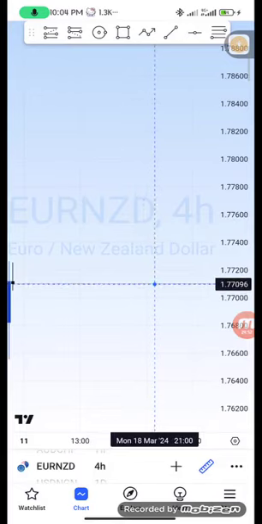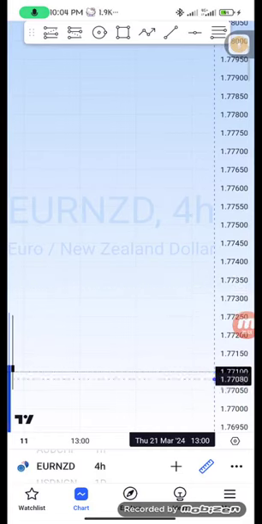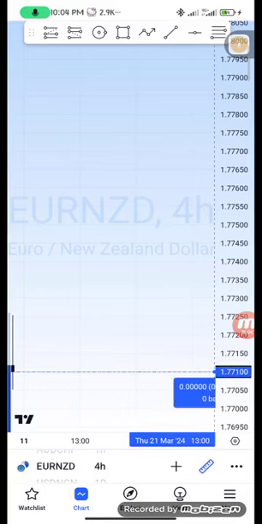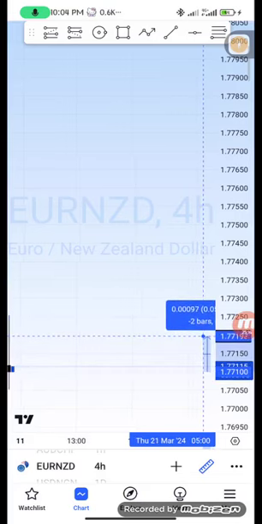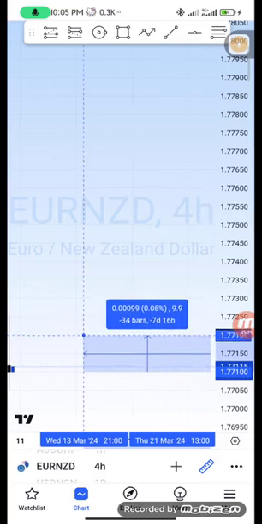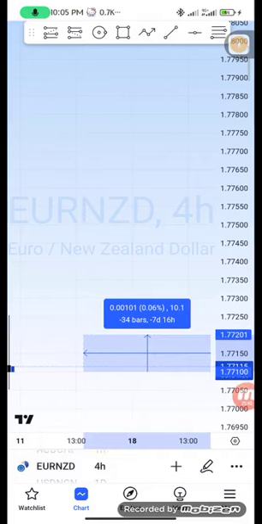Let's say the market moves from 1.7710 to 1.7720. You can see what I'm saying. It moves by 10 pips. See it here, it moves by 10 pips. So pips is actually the smallest move of market price.